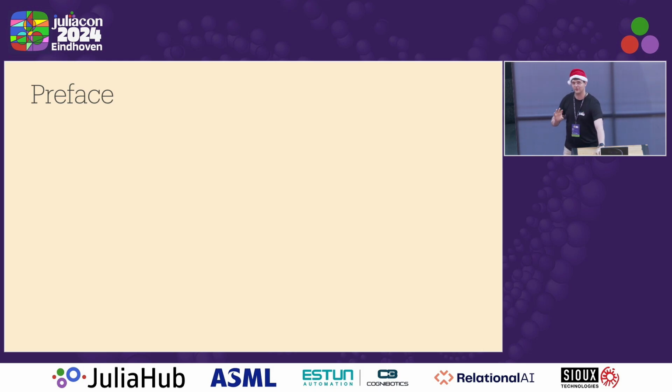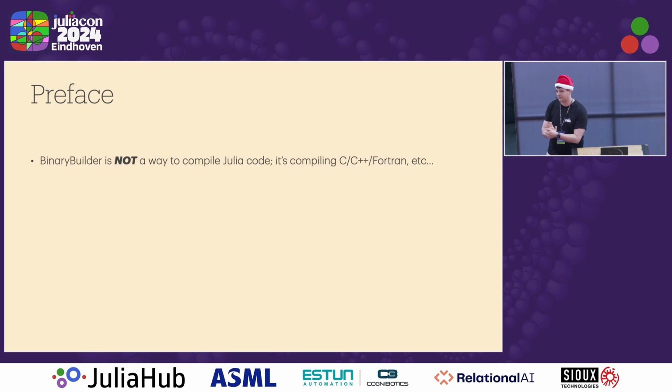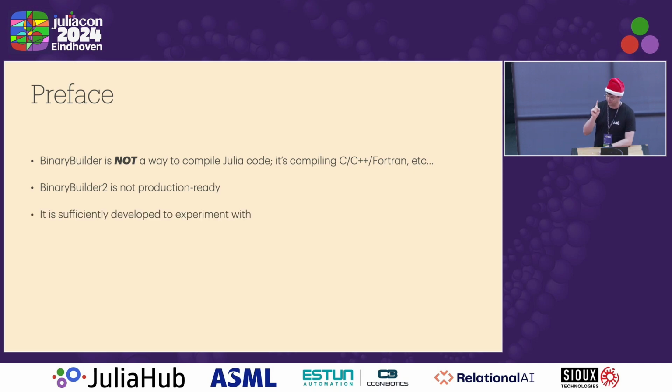Now, just as a preface, for those of you who are not fully aware, BinaryBuilder is not a way to compile Julia code. So if you're here for this, this is your judgment-free time to get up and go to something else that's more interesting. Also, BinaryBuilder 2 is not production ready. But it is sufficiently developed to experiment with. And it's these kinds of experiments that I want to invite other developers to come in and help provide feedback, help shape the development of BinaryBuilder 2, etc. So I'm going to be showing off a lot of cool things that I've built and that open up possibilities for the future. But it's not quite ready yet for us to integrate into Yggdrasil and start building everything with.